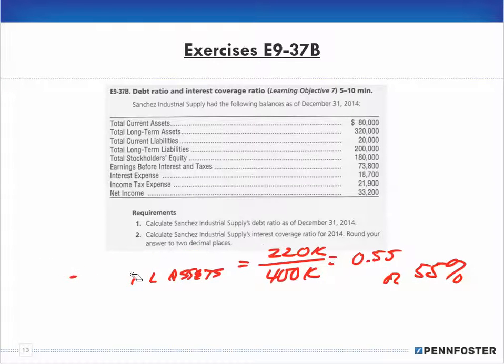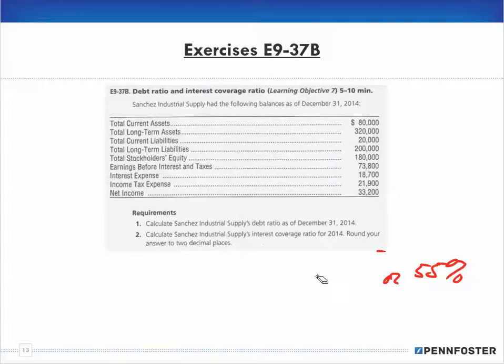Sometimes, especially with small businesses, you will have your total assets, so why bother with this? And you have your total liabilities, so why bother with that? Okay, it's just the way the financial statement is presented.